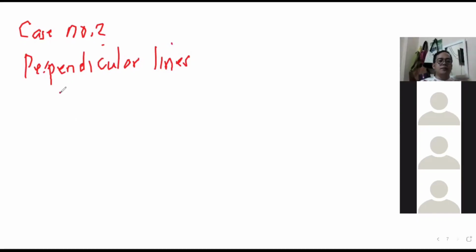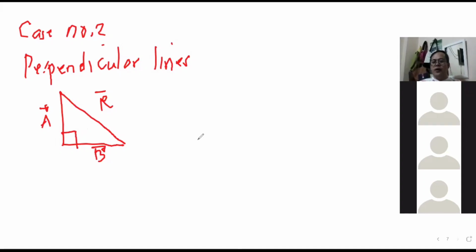Perpendicular, forming a 90-degree angle. Okay, so this is the 90-degree angle. So we have vector A and vector B. And you're going to add the two, you form a resultant vector, which is the hypotenuse of your right triangle. So, example, if you have vector A, class, is 3 meters north, and vector B is 4 meters west.